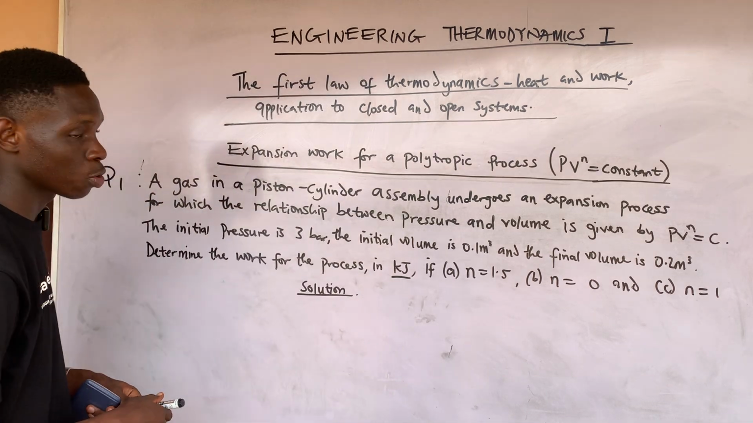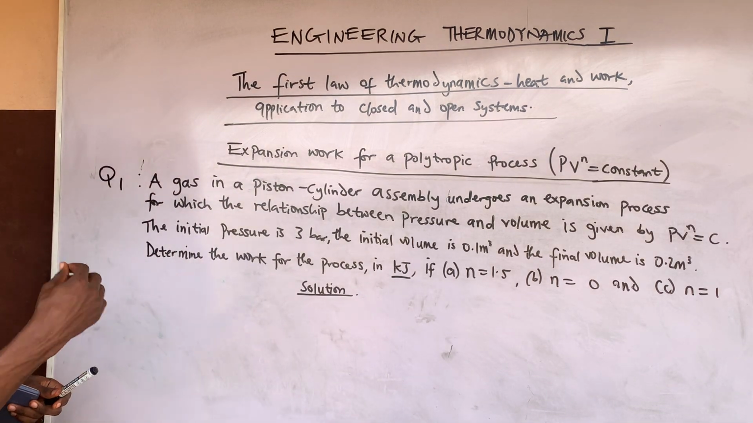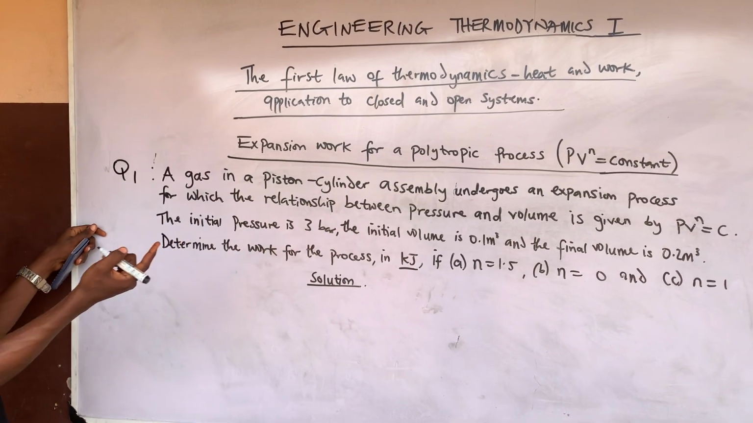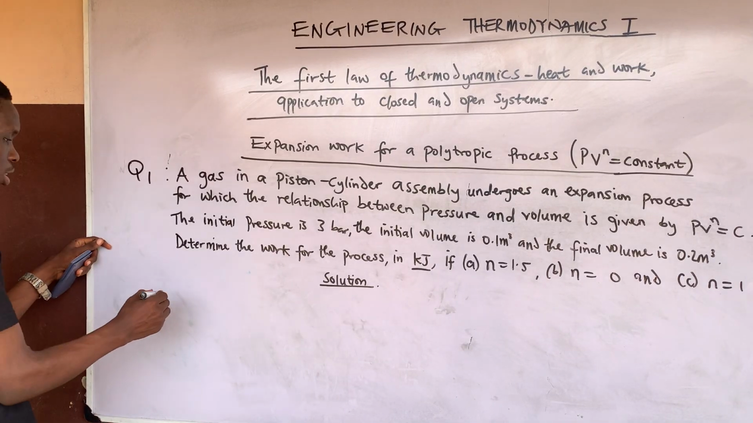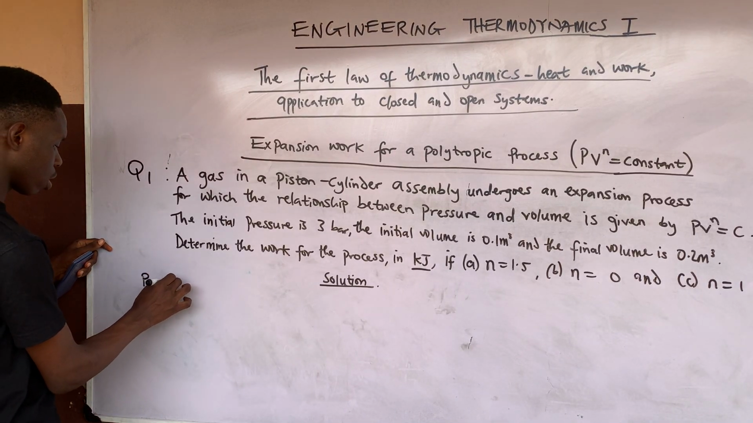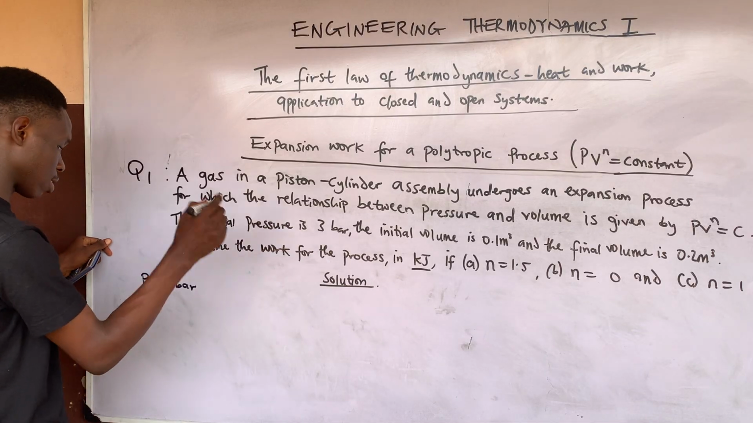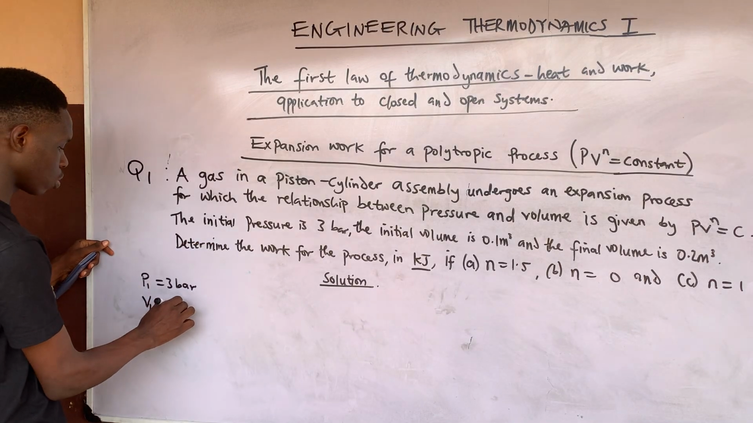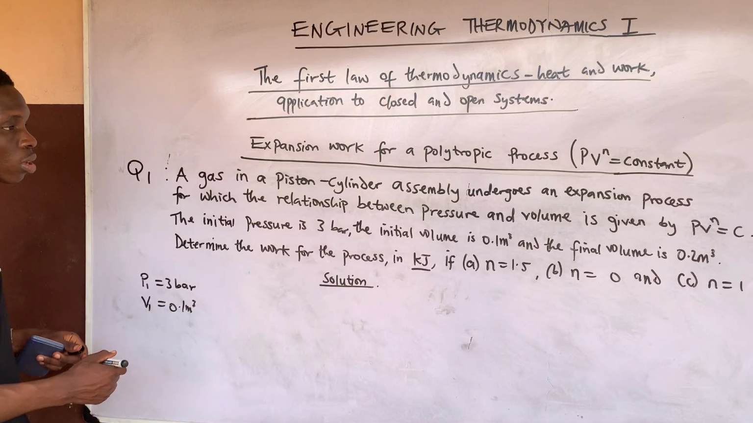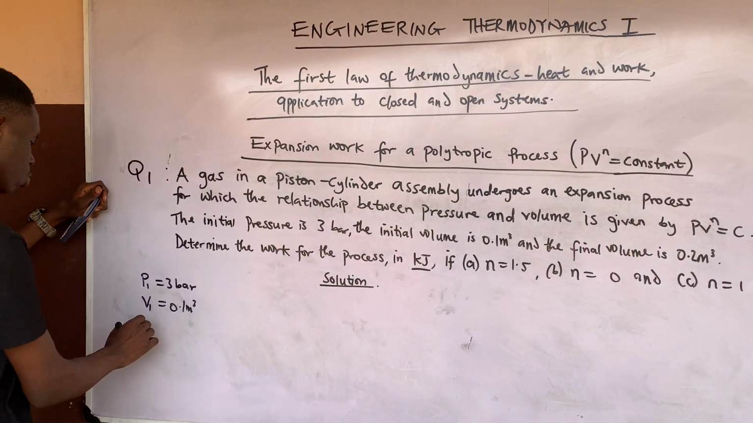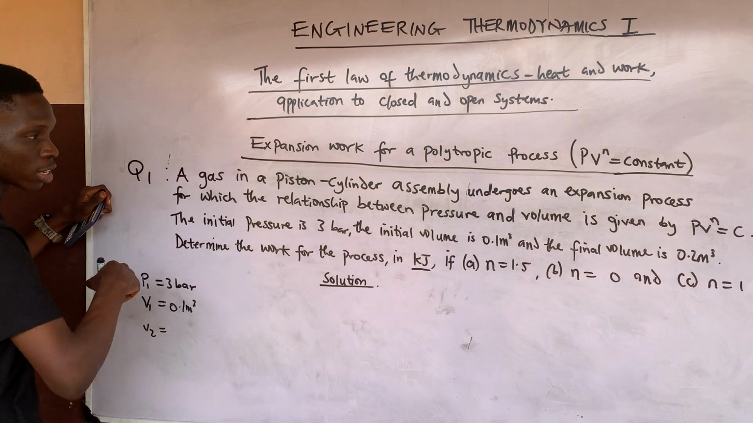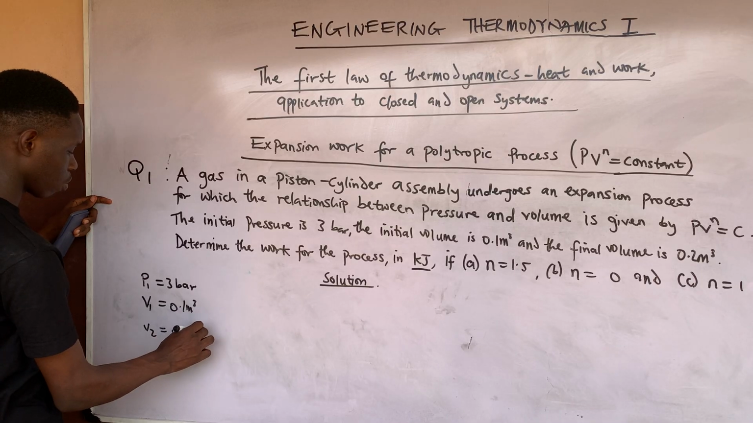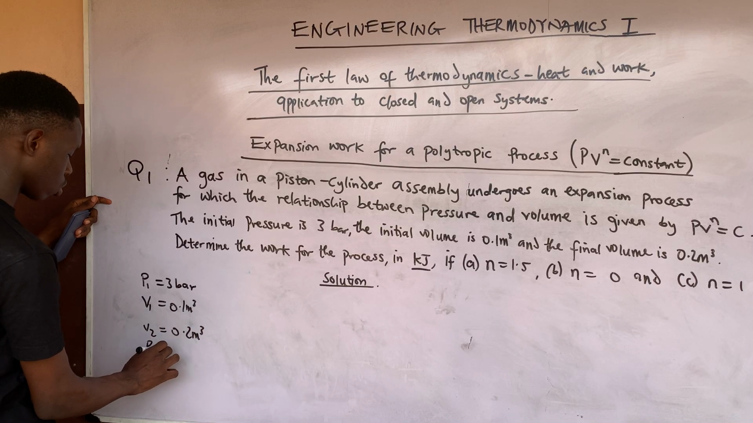To solve this, first of all, we have to start by indicating the parameters we're given. Let's call the initial state, state 1. So P1 equals 3 bar, and the initial volume V1 equals 0.1 m³. When it undergoes the process to the next state, state 2, the final volume V2 is 0.2 m³. Our P2 is not known yet; it's an unknown.